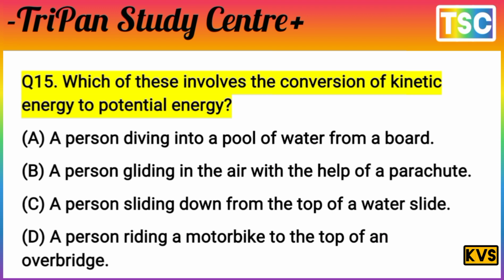And one important fact: the person riding a motorbike has kinetic energy due to the motion, which gets converted into potential energy after getting to the top of the bridge. At the top of the bridge, there is potential energy, and the riding of the bike is due to kinetic energy. It means option D is correct. A person riding a motorbike to the top on the overbridge. Option D is correct.